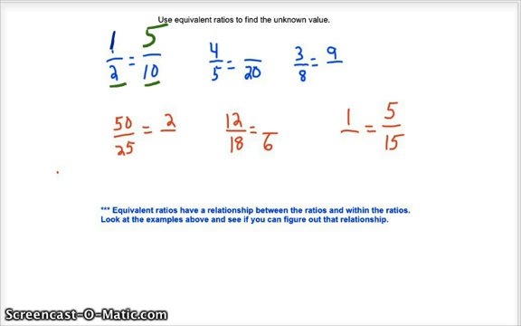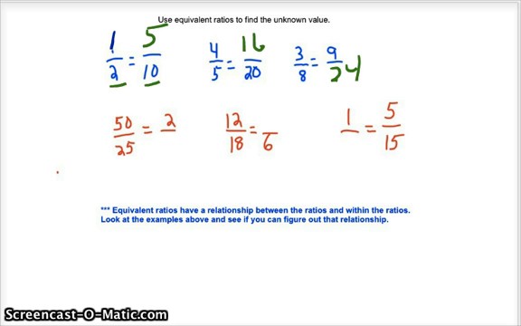Okay, and our next one here, 4/5 is equal to how many 20ths? 5 times 4 is 20, so you multiply your numerator. 4 times 4 is 16. 3 times 3 is 9, so 8 times 3 is 24. You can solve equivalent ratios just like you can equivalent fractions.